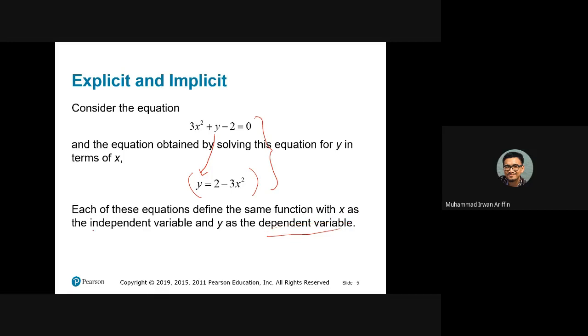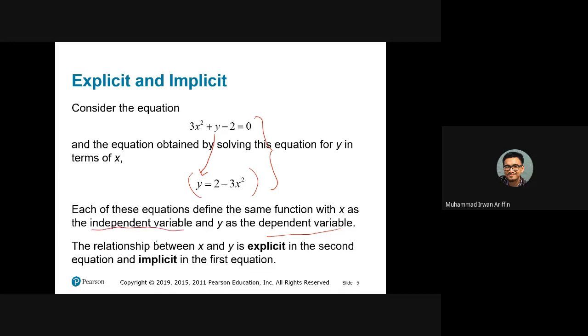And x is the independent variable. Now the relationship between these two, in the second equation, what relationship? The relationship between the dependent and the independent variables. Here the relationship is more direct, or explicit, where we have explicitly defined that y is our dependent variable and x is our independent variable. However, in the first equation, the relationship is not that direct. It is indirect, or implicit.